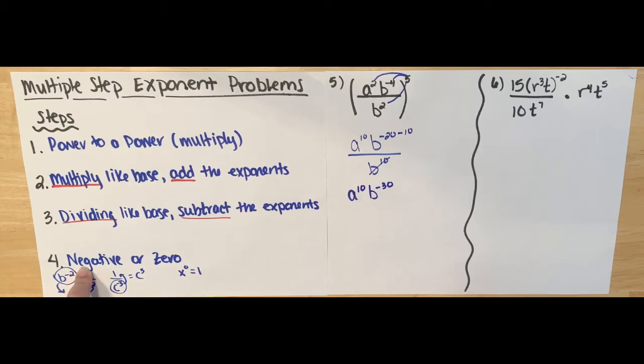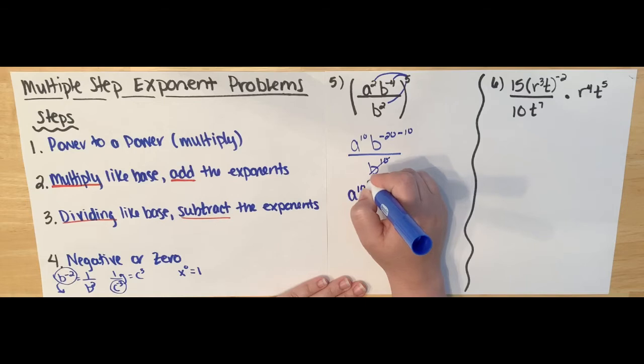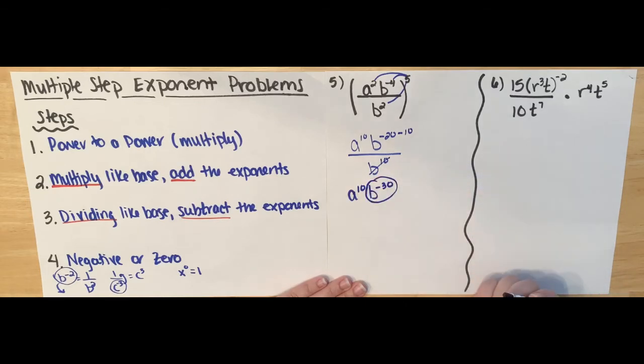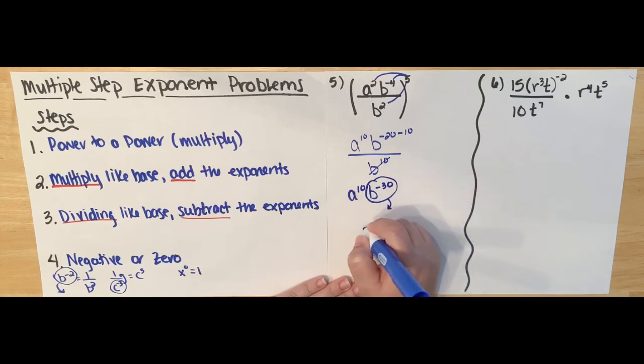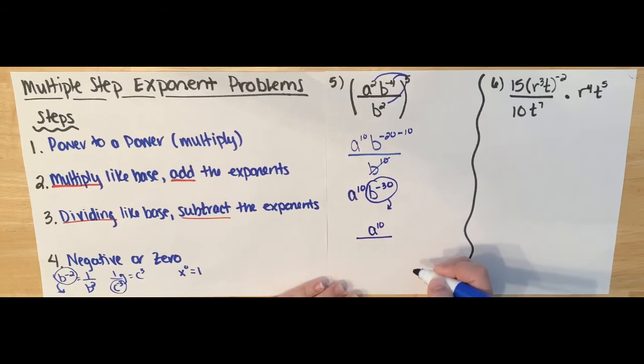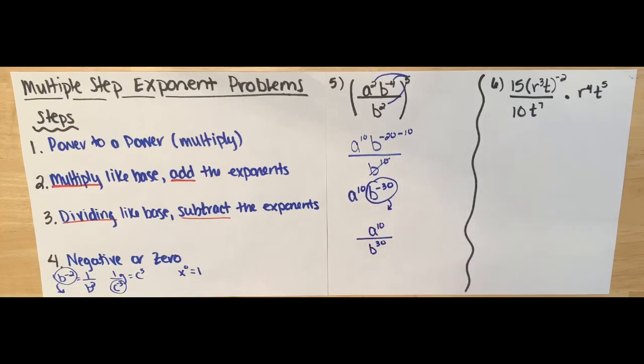Not always does 0 show up, but again, if it did, the whole thing would just change to 1. So my negative exponent on this one is on the b only. It's going to move down because it's in the numerator. So the a I did not circle, so I write a to the 10th over b to the 30th. Remember, moving it changes the sign. You cross that line, you change the sign. My final answer is a to the 10th over b to the 30th.